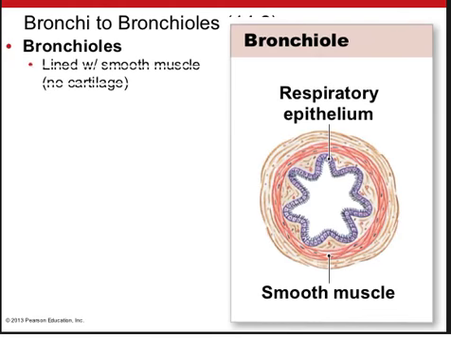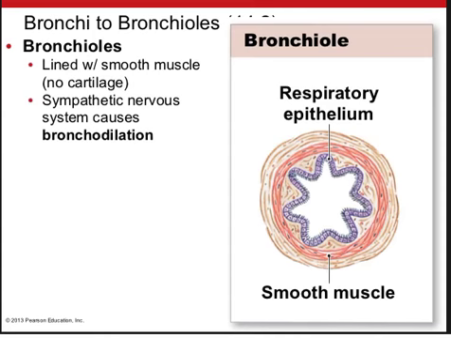From the bronchi to the bronchioles, we see smooth muscle tissue beginning to dominate with less cartilage. The sympathetic nervous system will stimulate this smooth muscle, and when this happens, it will engage in bronchodilation. The purpose being to increase the amount of air that gets into the lungs and thus increase the amount of oxygen that gets into the blood so that we can provide the muscle with oxygenated blood so that it can perform its fight or flight activity.